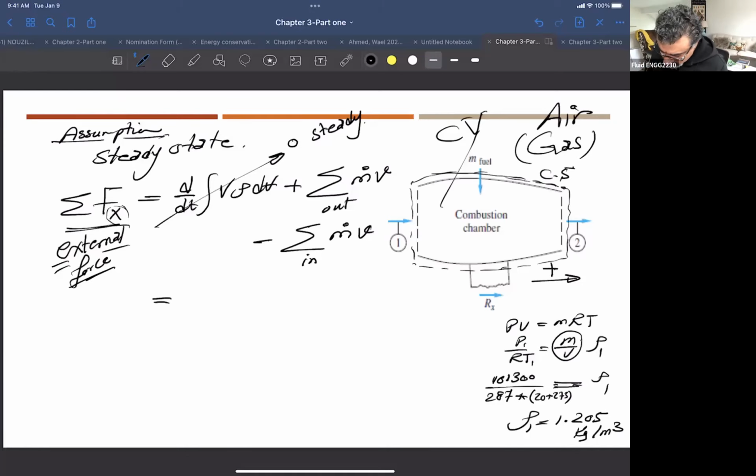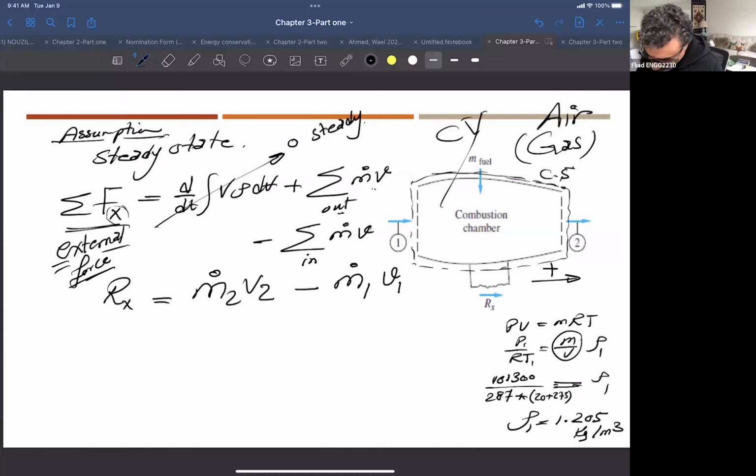So the summation of forces here, if I take this as the positive side, would be Rx, and now it's only one out, so it's M2 V2 minus, it's only one in, which is M1 V1. Okay, so we have mass coming in and mass going out.